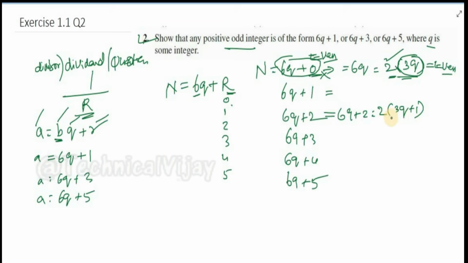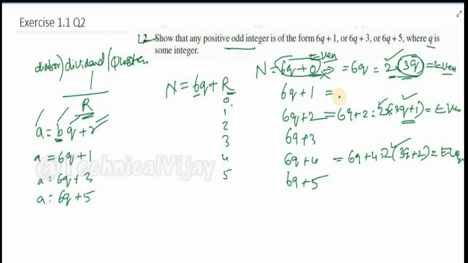Here also, 6Q plus 2 means 2 into 3Q plus 1. This also is a multiple of 2. It is 2 into something, and this something is an integer. So this also becomes even. And this one, 6Q plus 4, is equal to 2 into 3Q plus 2. Here again it is a multiple of 2. This also becomes even.